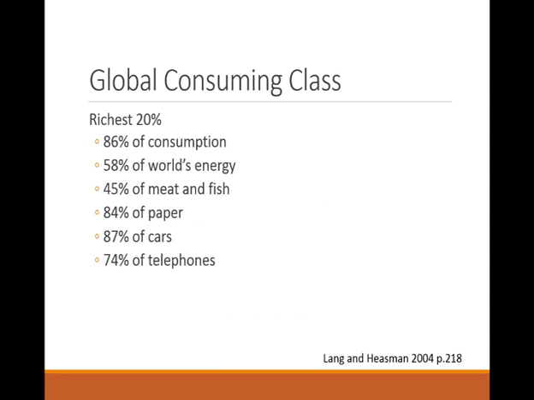So really, if you think about it, the richest 20% of the world population consume 58% of the world's energy, 45% of the meat and fish, 84% of the paper, 87% of the cars, 74% of the telephones. So what's happening here is there's overconsumption in the richest 20% of the population.